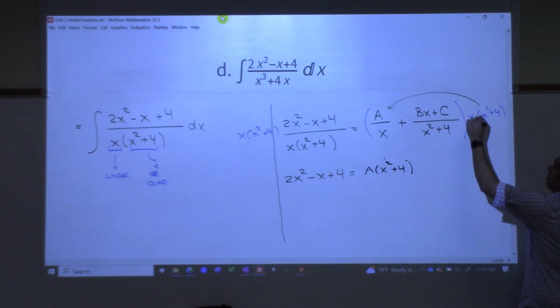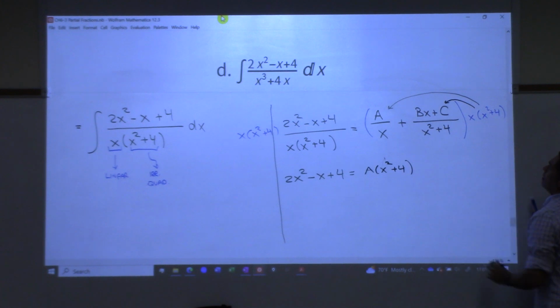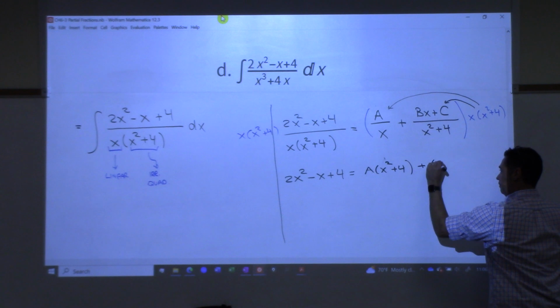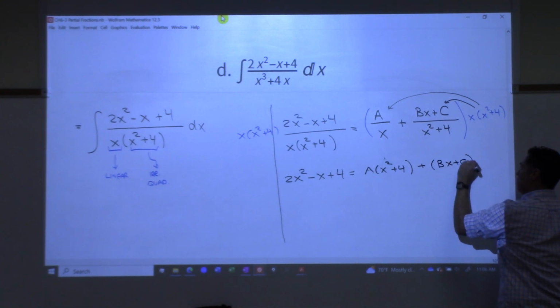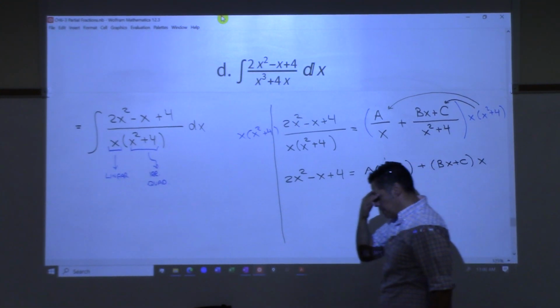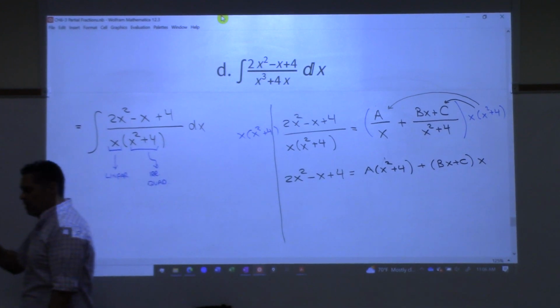And then when I distribute here to here, be careful. What goes away on that distribution? The x squared plus 4. So I still have the x, right? And I still have the bx plus c. So I have to write it this way: bx plus c times x. I will maybe write it on the next line, it just depends. But that's what I have when I distribute, right, initially. Any questions up to that point?